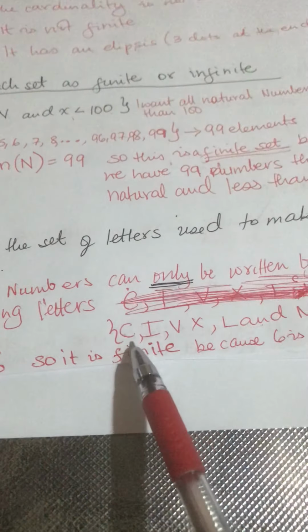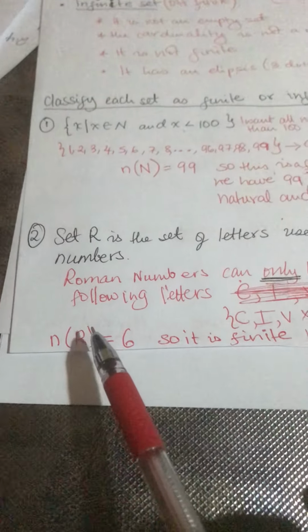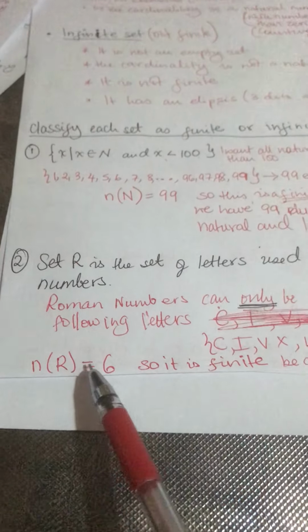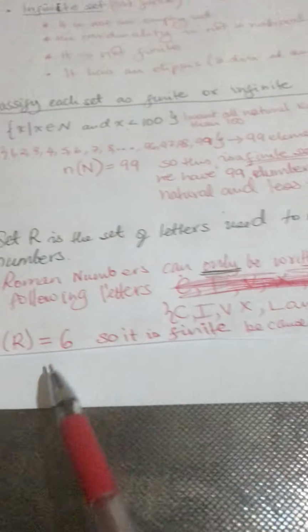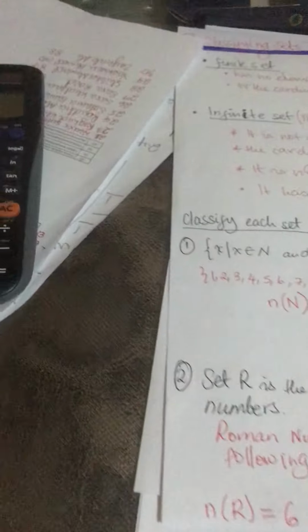So, because I can only use C, I, V, X, L, and M, this means the set R for Roman numerals is finite. There. And I also wrote my cardinality is 6, and 6 is a natural number. Okay?